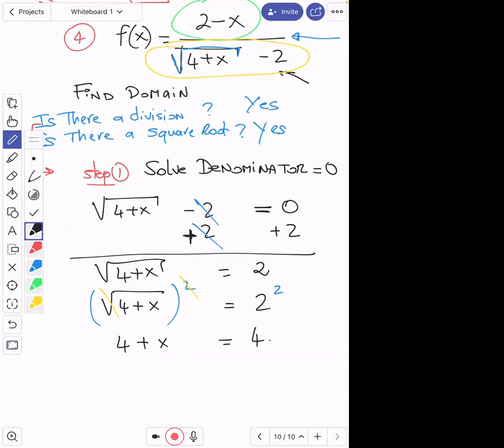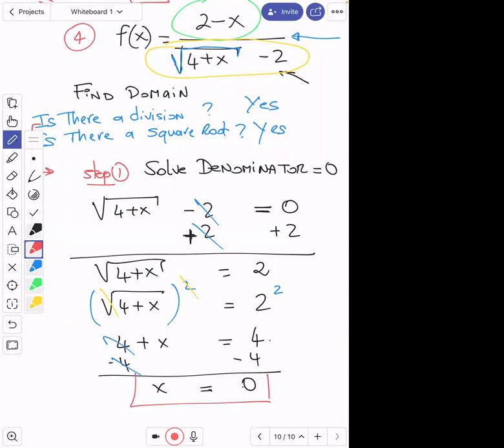All right, and of course the goal is to solve for x. So I'm gonna just subtract 4 from both sides. So that'll be x on the left, and 4 minus 4 on the right, that'll be 0. So the solution here is x equal to 0.